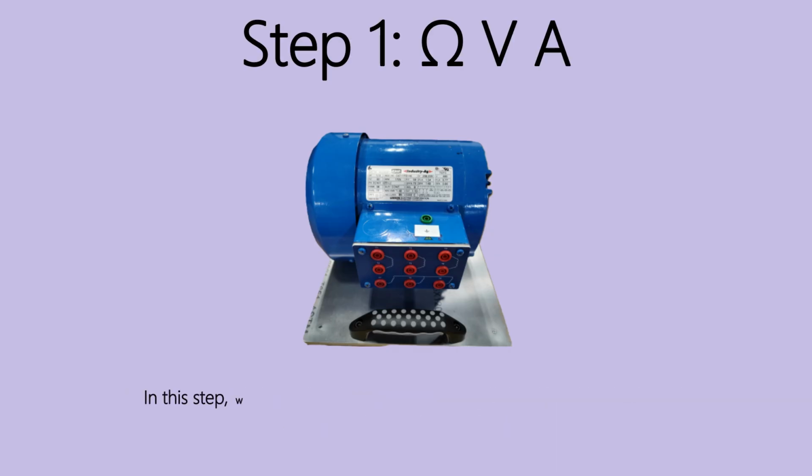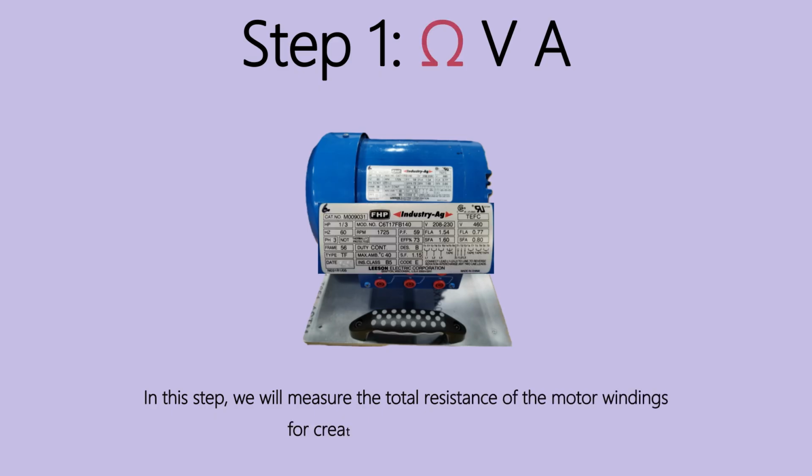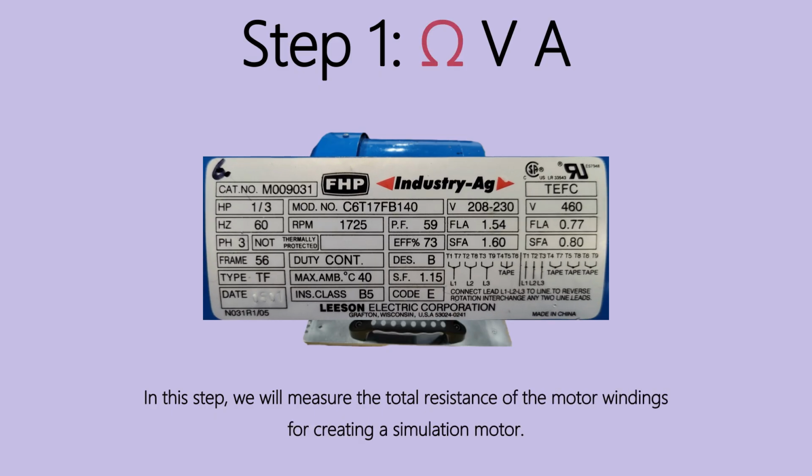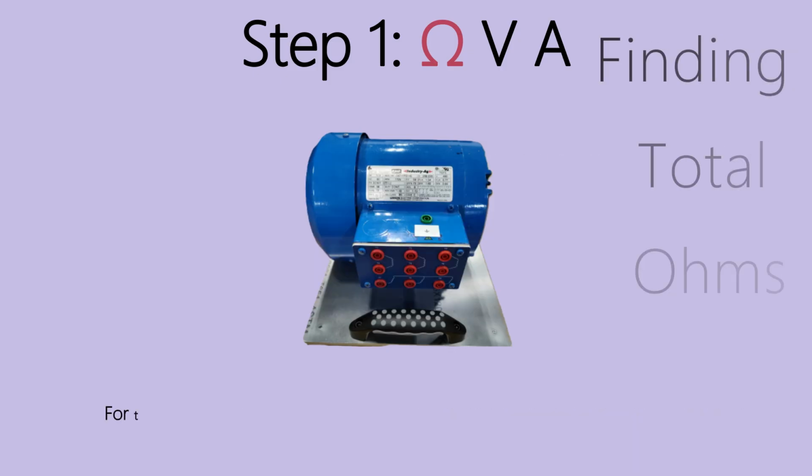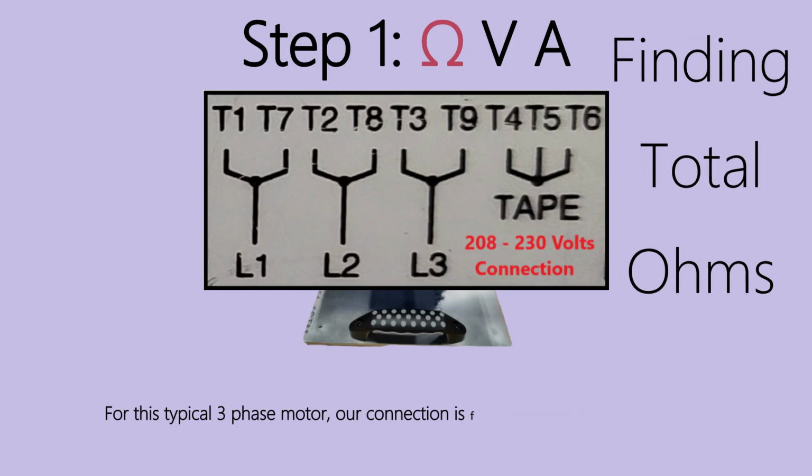Step 1. In this step, we'll measure the total resistance of the motor windings for creating a simulation motor. In order to do so, we'll need to consider the winding connection configuration of the motor. For this typical three-phase motor, our connection is for 208 to 230 volts as displayed.